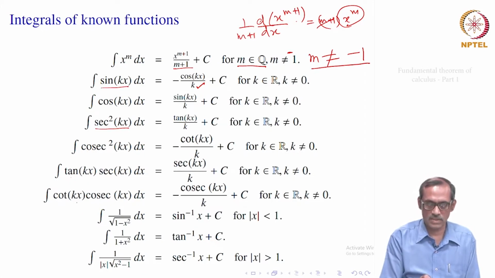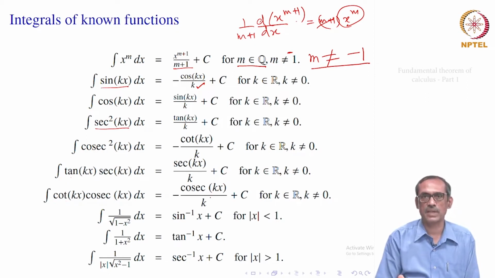Similarly, the cot x and cosec x formula gives the integral of cot kx cosec kx equals minus cosec kx by k plus c. We know that the derivative of sin inverse x equals 1 divided by square root of 1 minus x square for mod x less than 1. Sin inverse x is defined only for mod x less than or equal to 1. So, we write the indefinite integral of 1 by square root of 1 minus x square equals sin inverse x plus c.